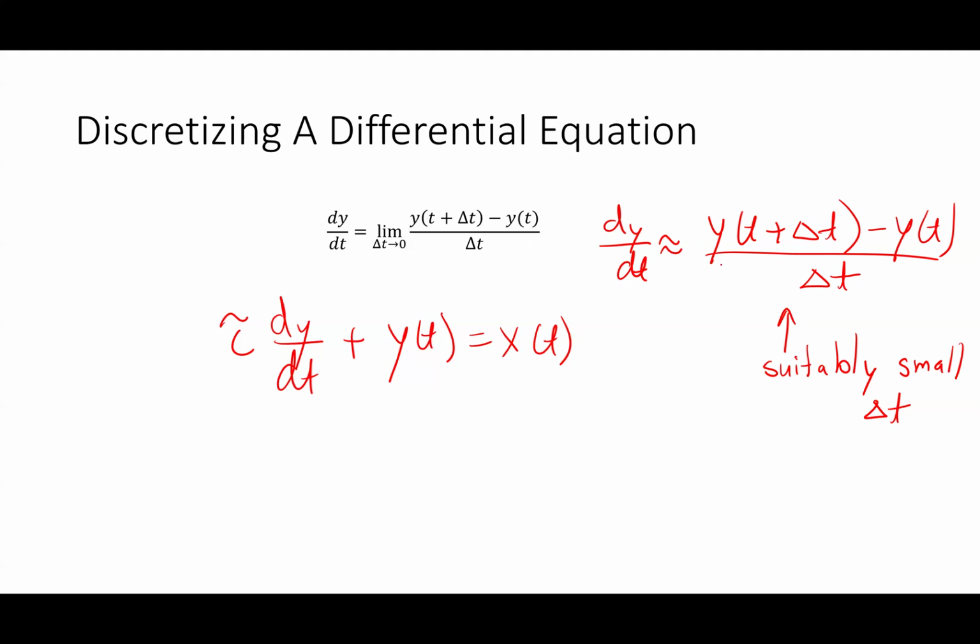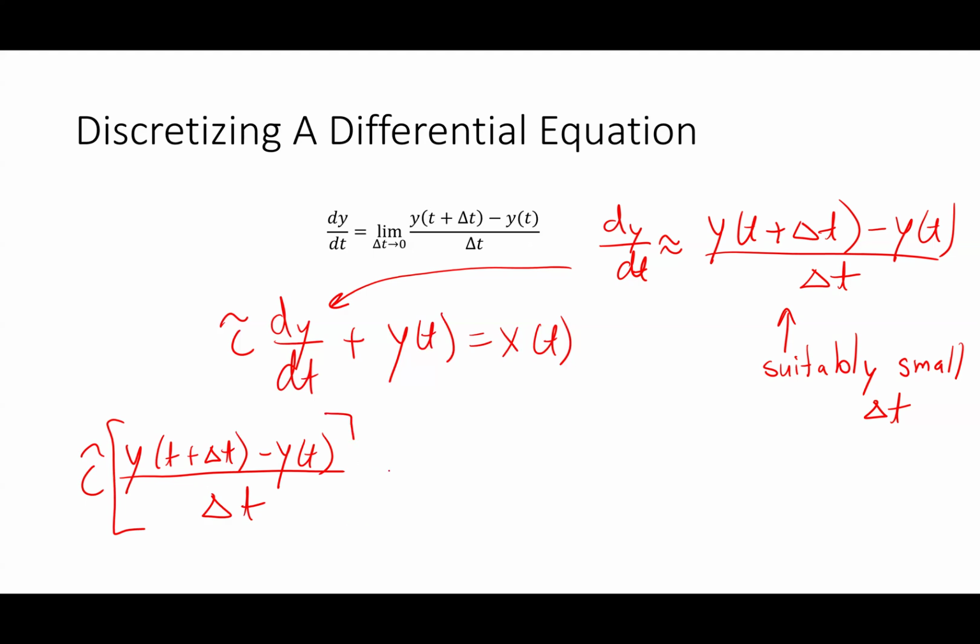So basically, what do I do with this? Well, I take this result and say, if this is true, then I can make that approximately a true equal sign and plug it in here. So we basically said I got tau times, instead of dy by dt, y of t plus delta t minus y of t, all over delta t, plus y of t equals x of t. So then what do I do?